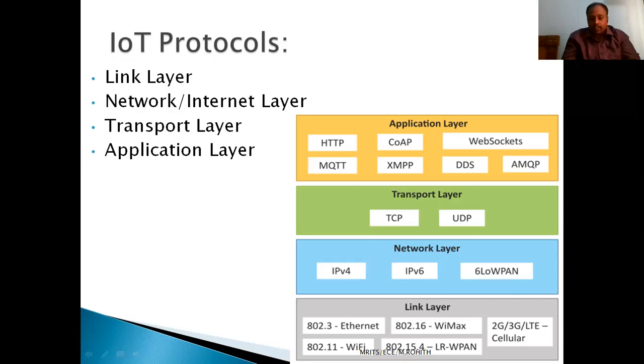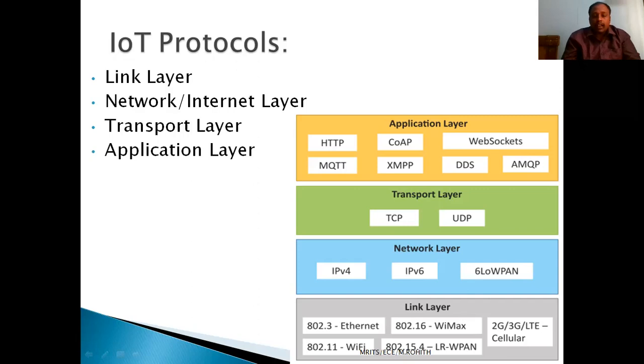Next, the network layer. The network layer is all about using some particular ID, like IPv4, IPv6, and 6LoWPAN, the IPv6 over low power personal area network. And next one, the transport layer. In the transport layer, usually we have two different protocols, TCP and UDP.